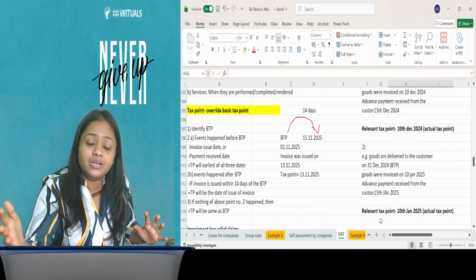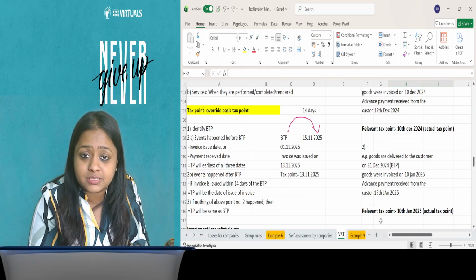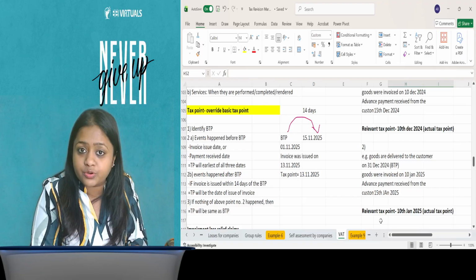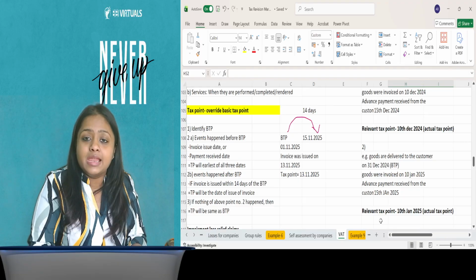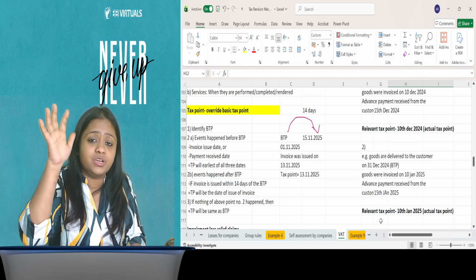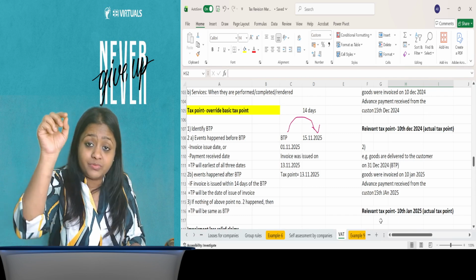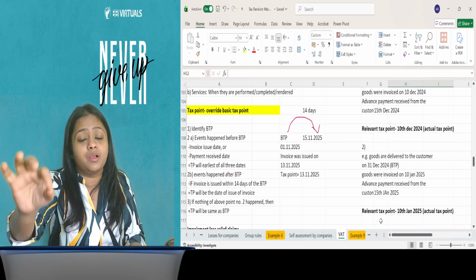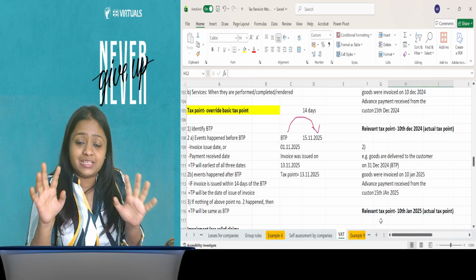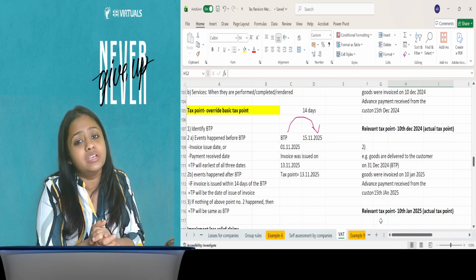Clear? Then after the delivery of the services, or after the delivery of the goods or rendering of services, let's say within 14 days the invoice is issued, so then that invoice issue date will become the relevant tax point. That's all. These two exceptions only you need to understand.